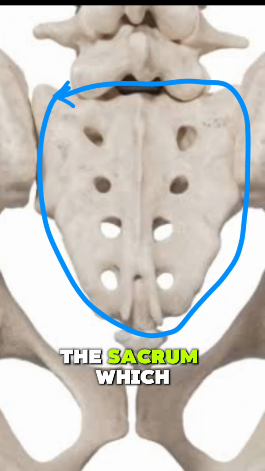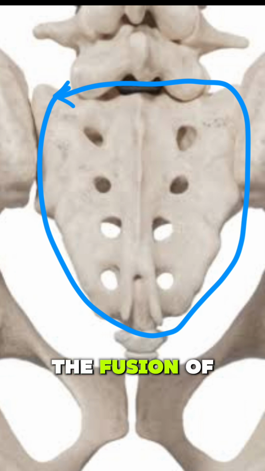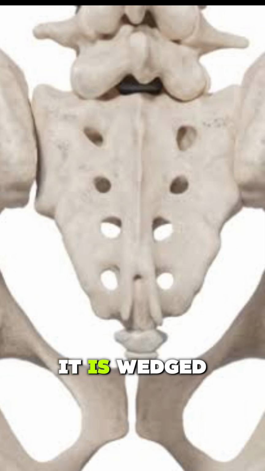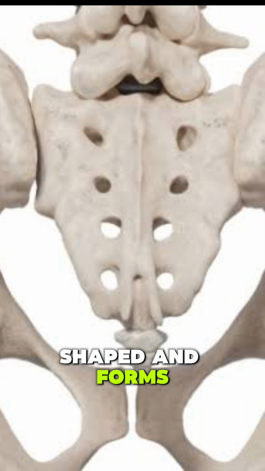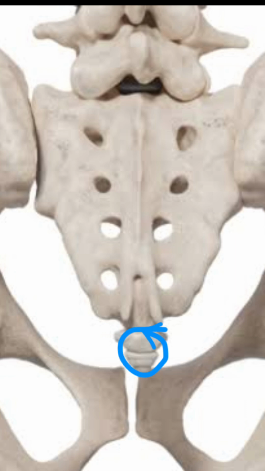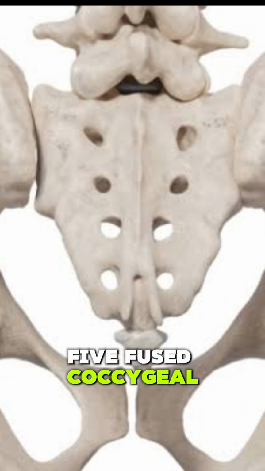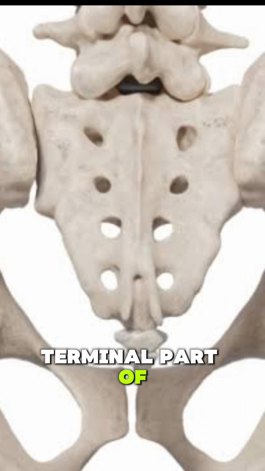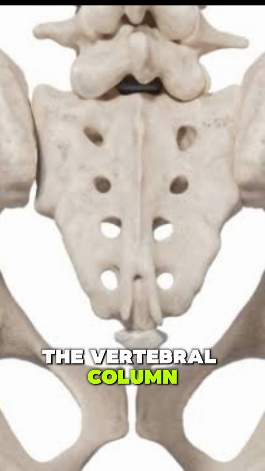The sacrum is formed by the fusion of 5 sacral vertebrae. It is wedge shaped and forms the posterior wall of the pelvis. And the 4th is the coccyx, which is formed by 3 to 5 fused coccygeal vertebrae. It forms the terminal part of the vertebral column.